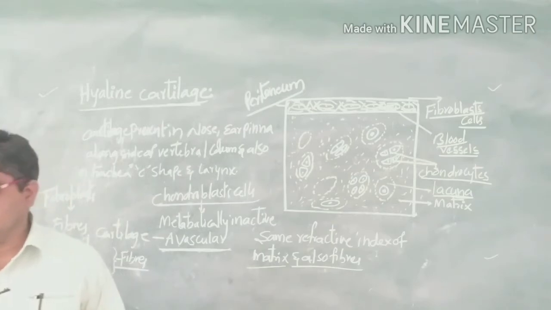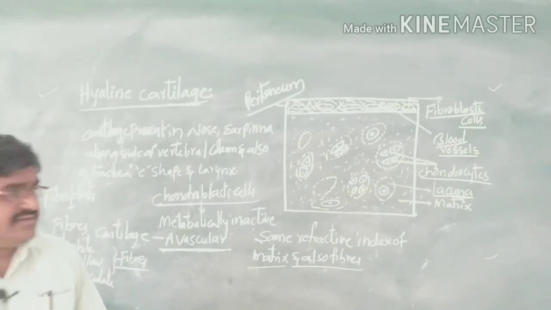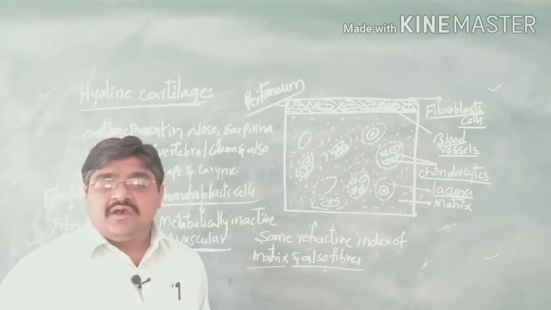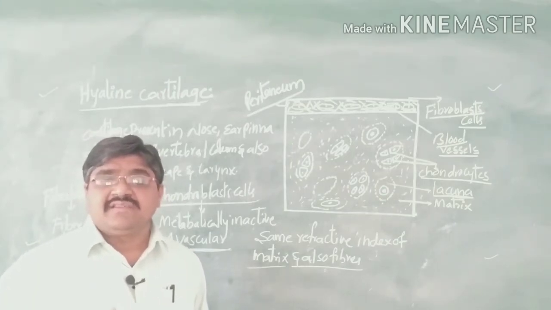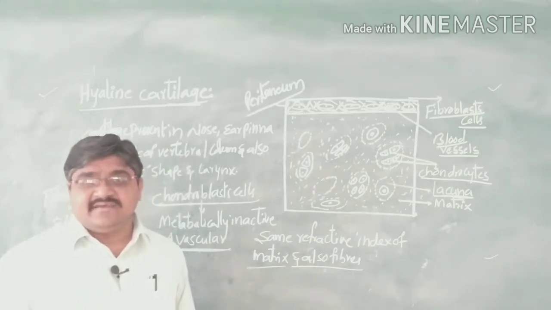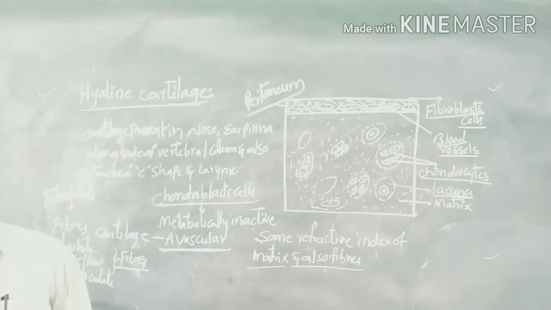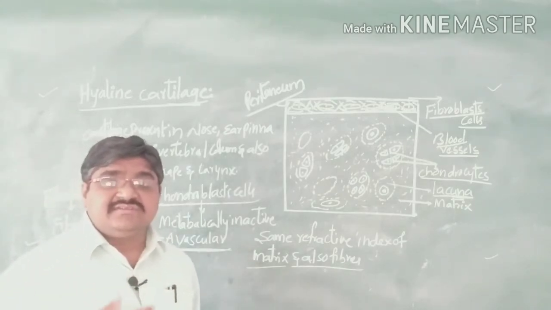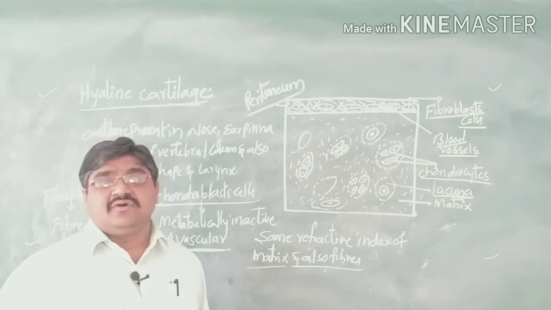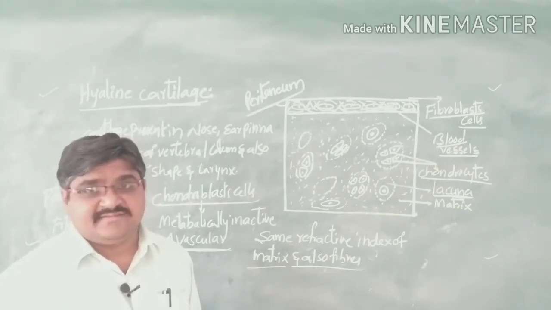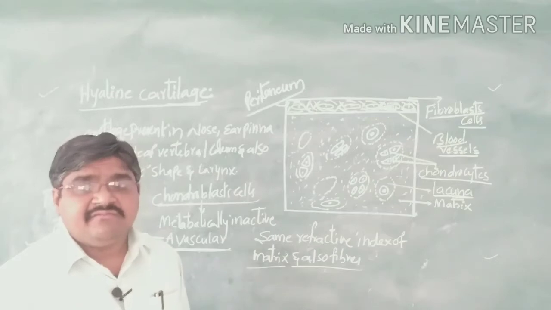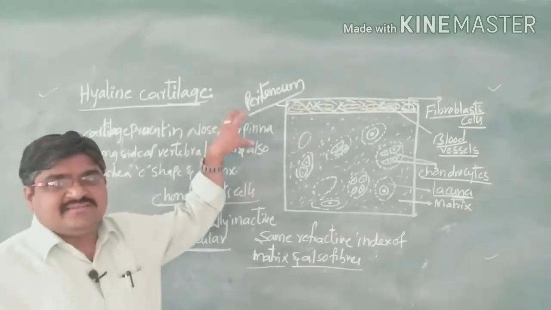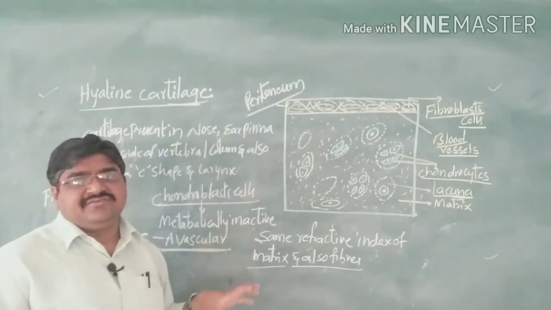What is the function of the cartilage? It gives flexibility and support to the organism. It gives flexible support and reduces friction in the movements within the joints. That is the main function performed by cartilages. That is hyaline cartilage.